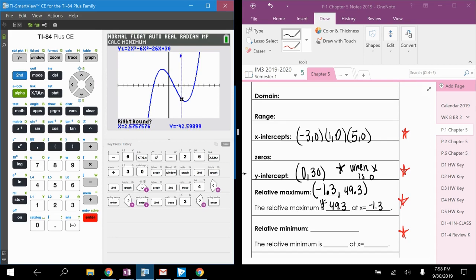Press enter. Now it says the right of where you think it is. So again, here's my min. I'm going to move that cursor to the right side. Again, it does not have to be perfect. Press enter. And then you have to press enter just one more time.